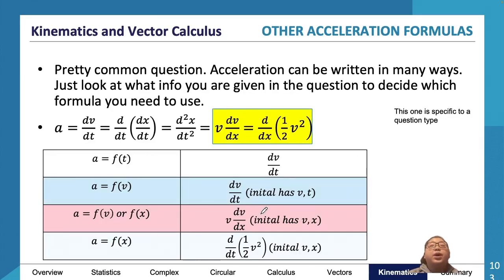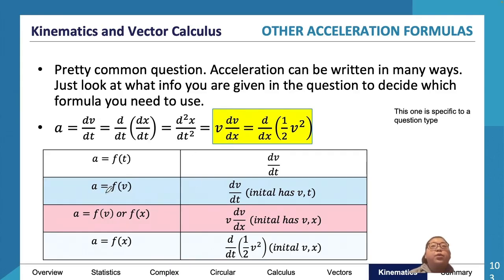These are some equations that you can use for acceleration. They're really helpful for multiple choice questions, and they love using this one. So a equals v dv over dx, and that's because v is dx over dt, so it kind of cancels out to dv dt, which is what acceleration is.